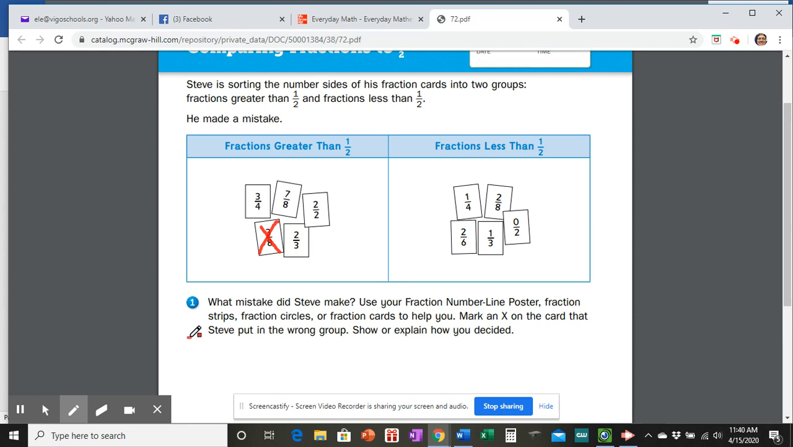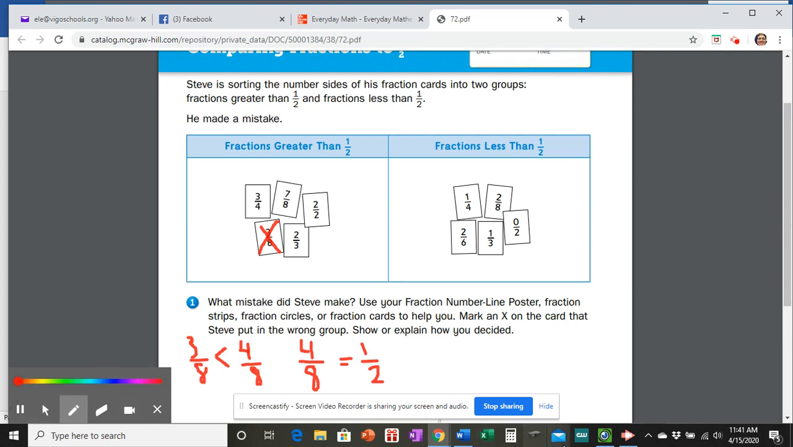So 3/8 is less than 4/8. 4/8 equals 1/2. So 3/8 is the card that is in the wrong spot.